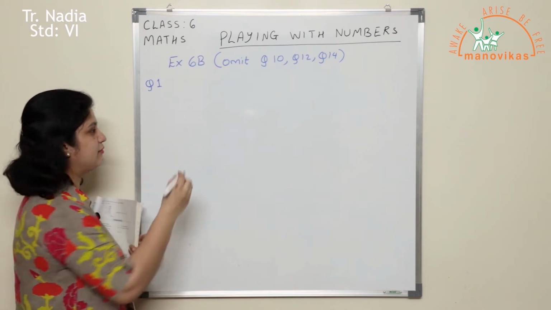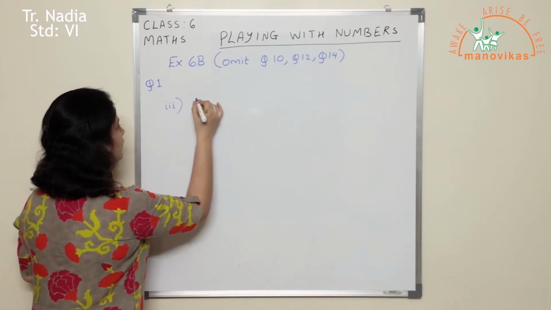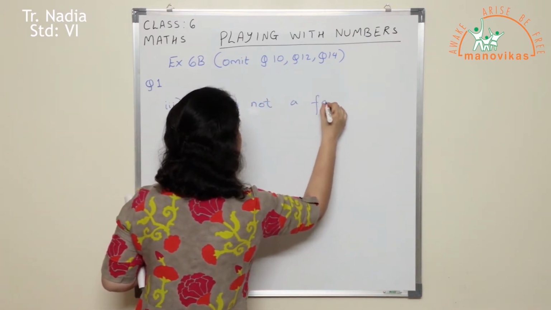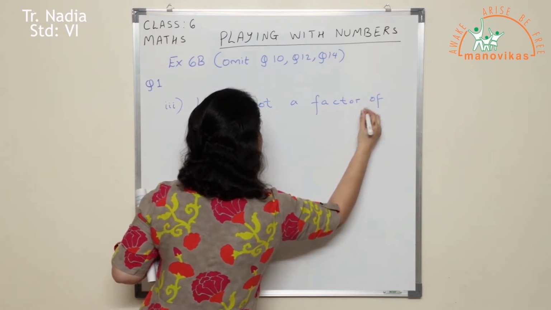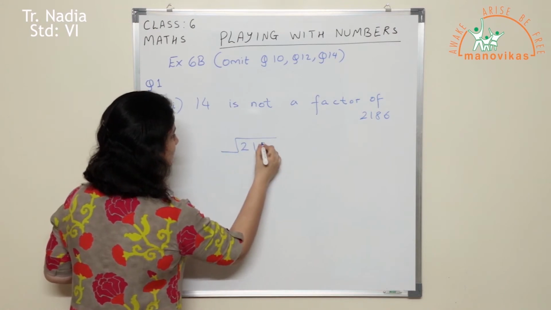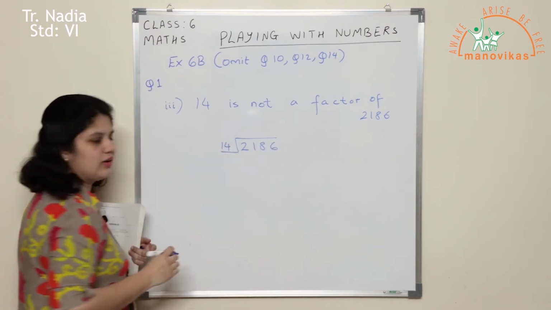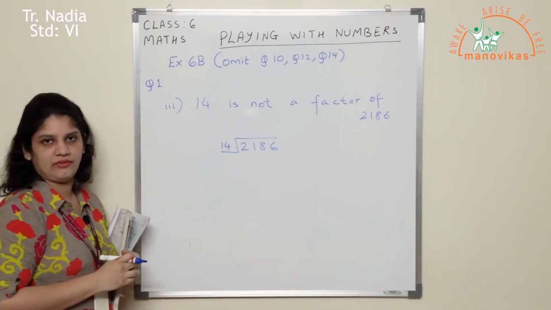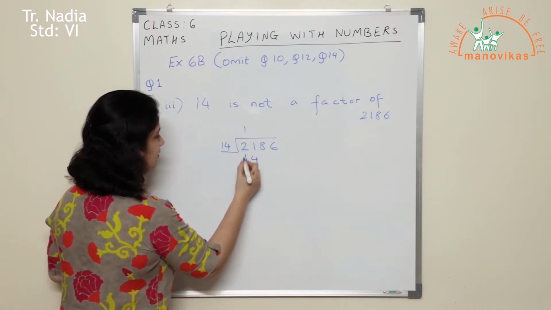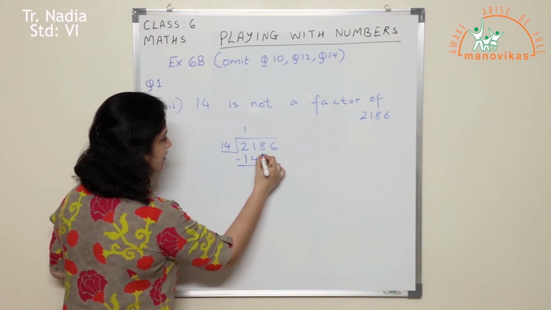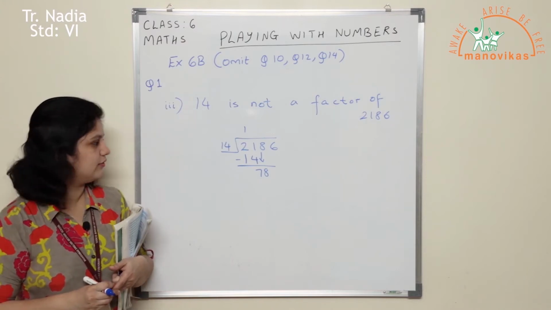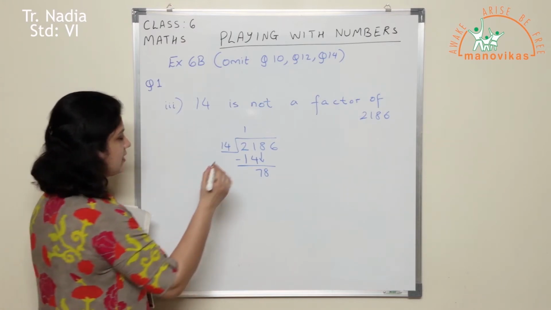I'm going to solve the third sum for you all. 14 is not a factor of 2186. So let me divide 2186 by 14. Okay. Let's take the number 21. Closest to 21 in the 14 table is 14 ones. 14 ones are 14. You get a remainder of 7. Get the 8 down. Now let's see what is closest to 78 in the 14 table. It is 14 5s are 70.